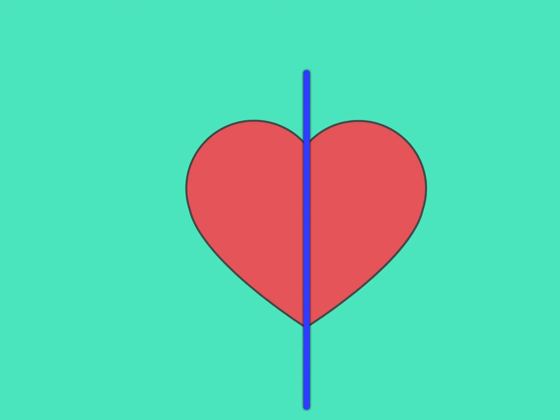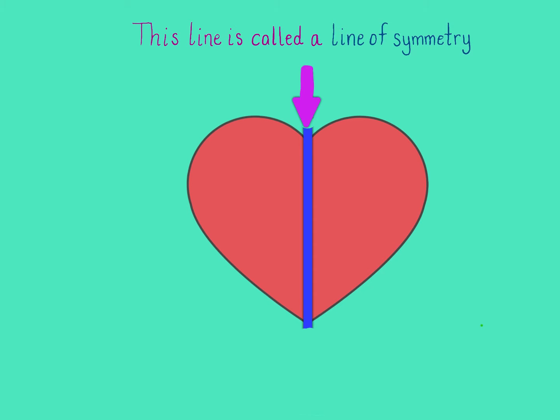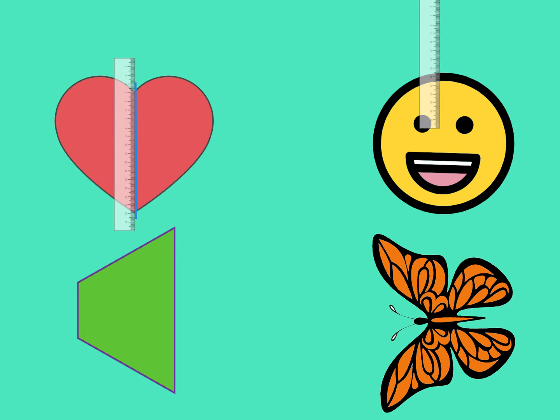The figure of a heart can be folded perfectly in half, and one half can completely cover the other half. We'll call this the first half and this the second half. When we can fold an image along a line and both halves match exactly, this line is called the line of symmetry. Our smiley face also has one line of symmetry.